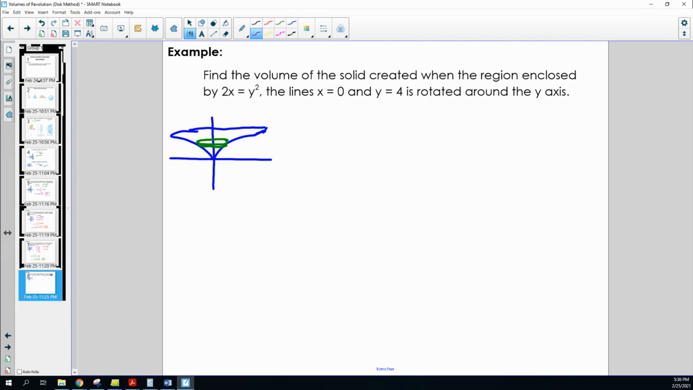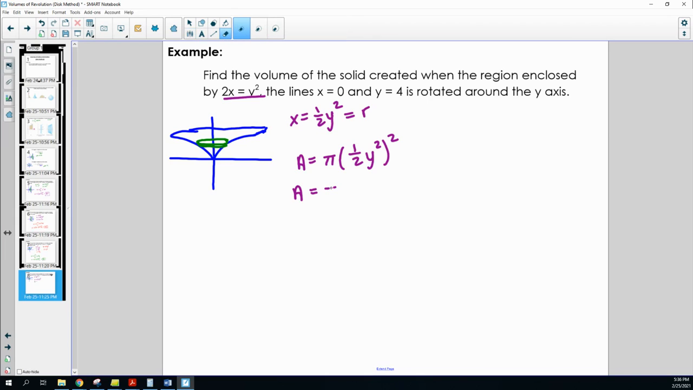So again, if we're doing this in terms of y, we have to get x equals. So we're pretty much almost there with this function. We just have to divide by 2. So x is going to equal 1/2 y squared. So our area is going to be pi times the radius, which I'm just going to put equals r. That's going to equal our radius, so 1/2 y squared. So our area will end up being, actually, let me put the pi at the end. So it's going to be 1/4 y to the 4th, pi. So for the volume, we're going to pull out the 1/4 and the pi because those are both constants. So 1/4 pi comes outside.